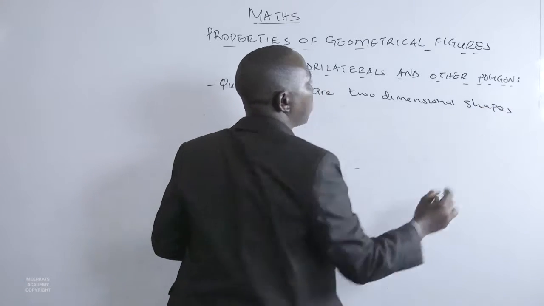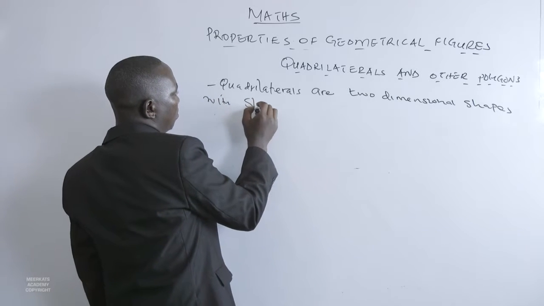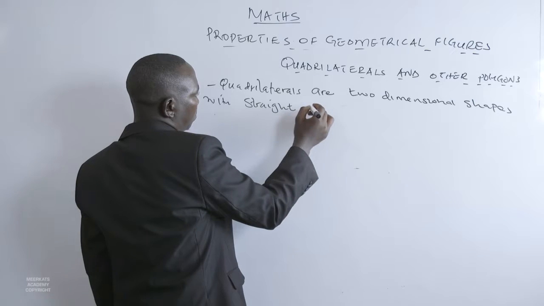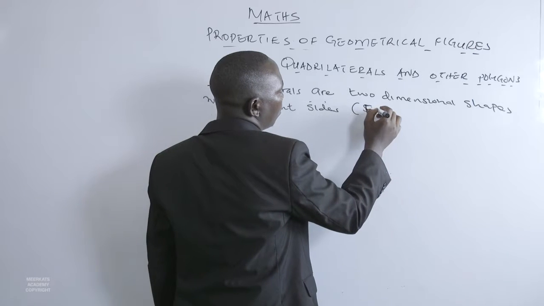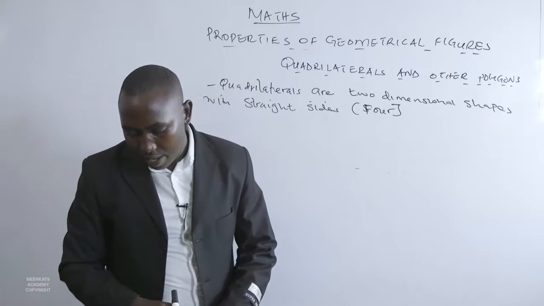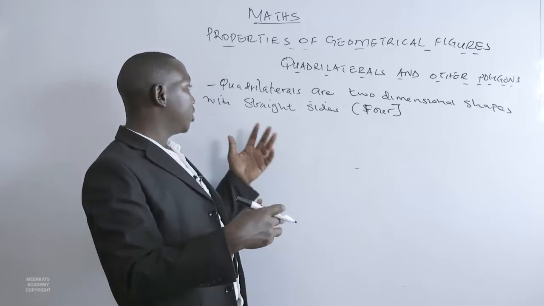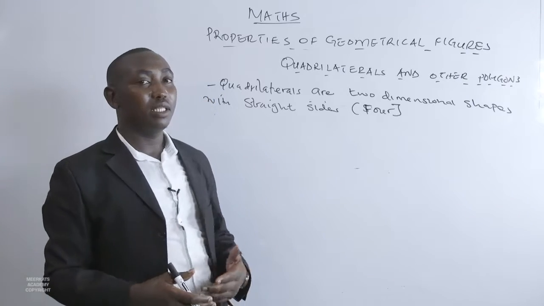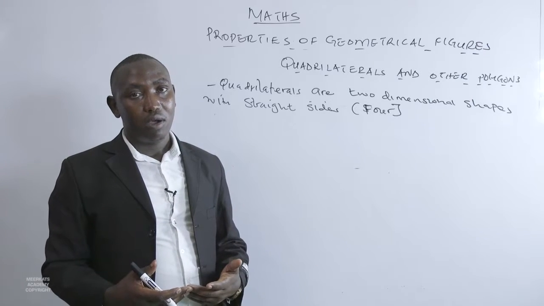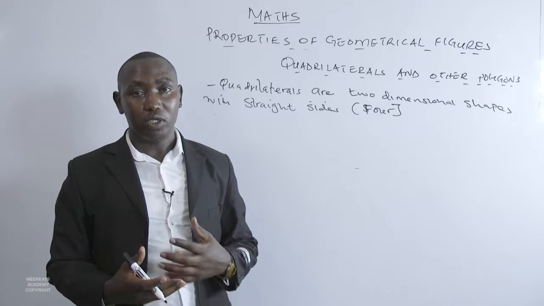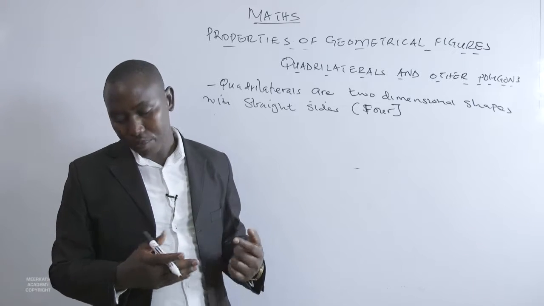They are 2-dimensional shapes with straight sides, and these sides are 4 in number. Then for the polygons, we can also describe polygons in the same manner, that it's a 2-dimensional shape or figure that has got straight sides. 4 is not in question now, because we have got different types of polygons depending on the number of sides.